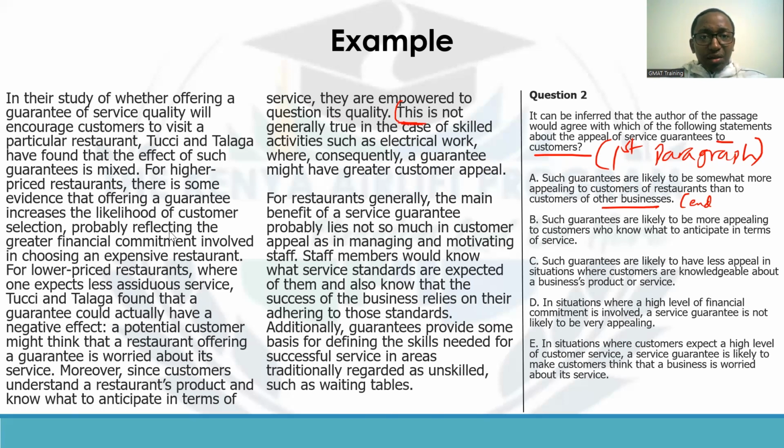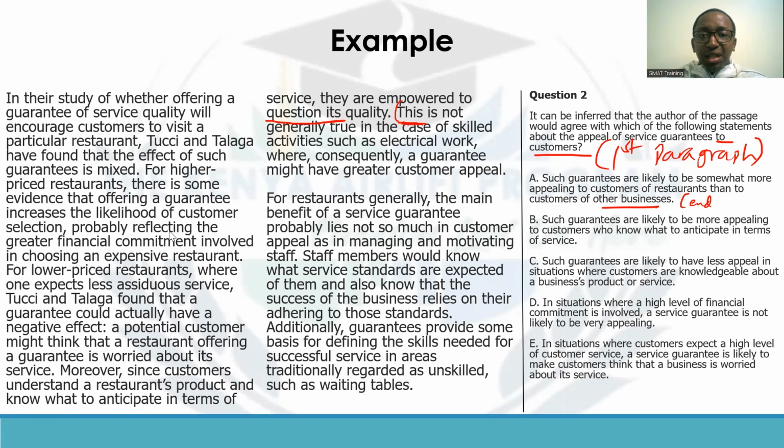So what is this? You go now to the previous sentence. Moreover, since customers understand the restaurant's product and know what to anticipate in terms of service, they are empowered to question its quality. So meaning in restaurants, well, not really in restaurants, in these, say, not for lower priced restaurants, they question. But in high end, we know that they do not question.